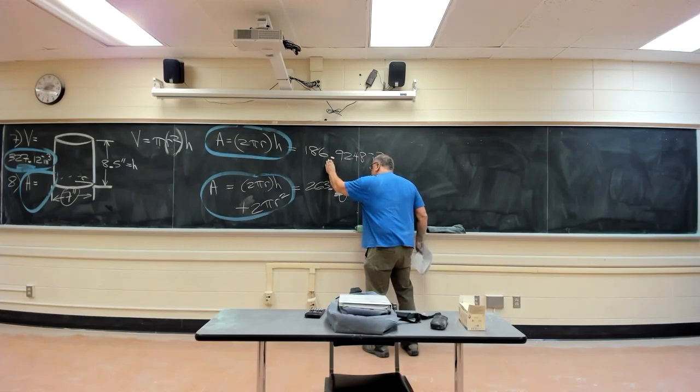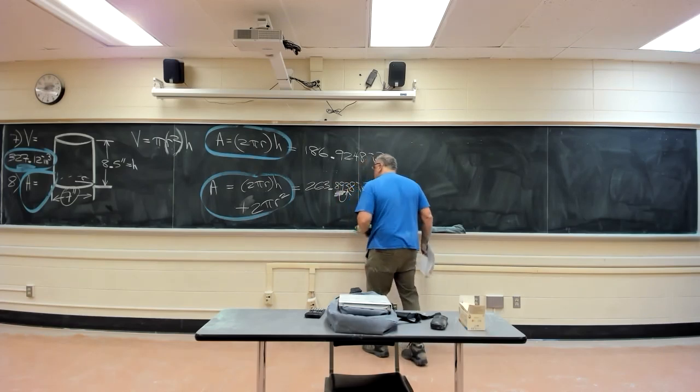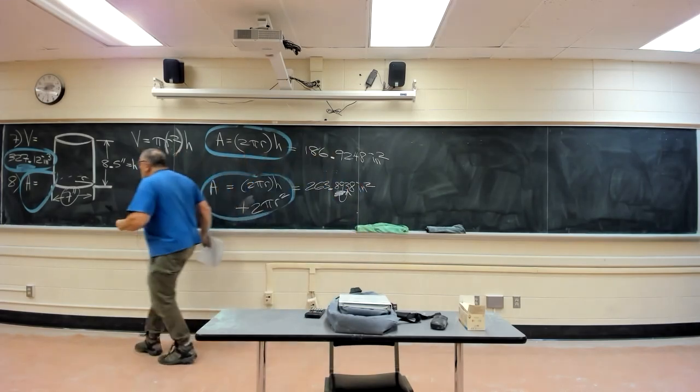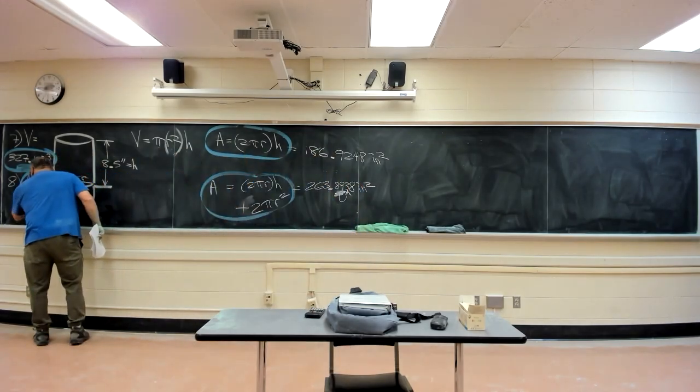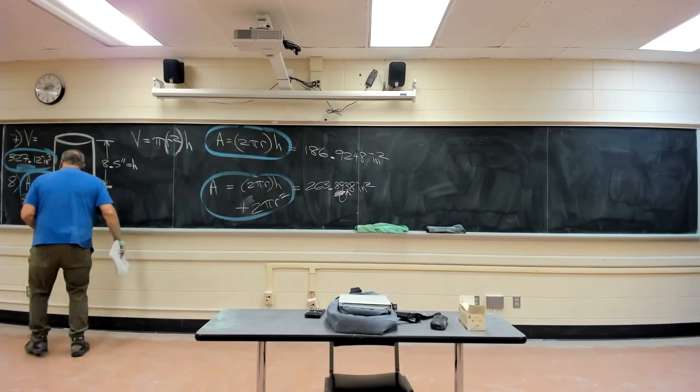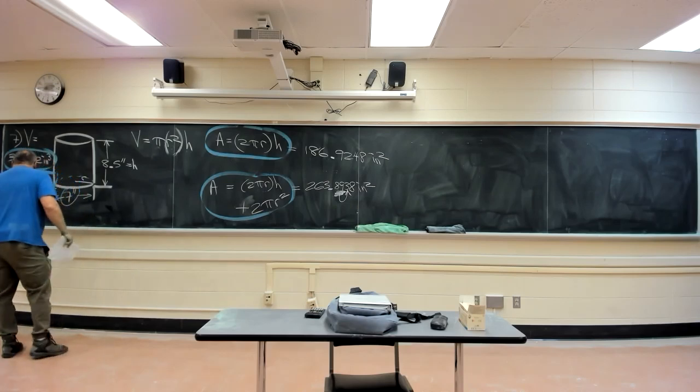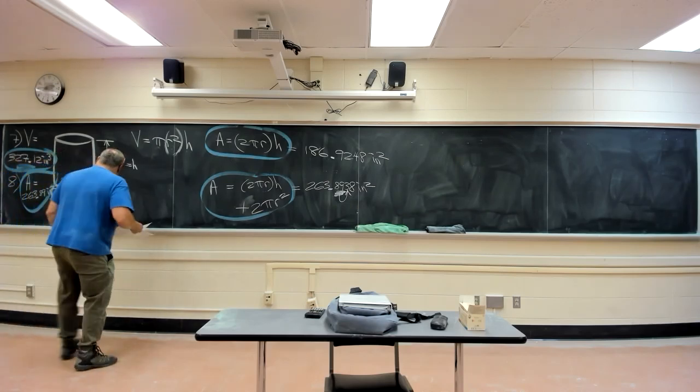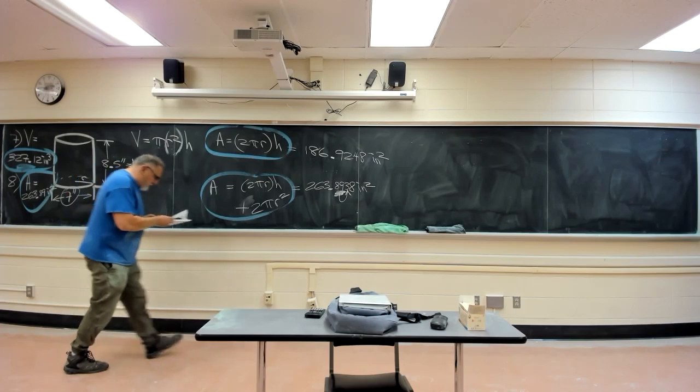This is if you don't count the tops and the bottoms. If you don't count the top and the bottom, this is the answer. If you do count the top and the bottom and the side, this is what you got. 263.89. Here we are. 263.89. We got it. Looks good.